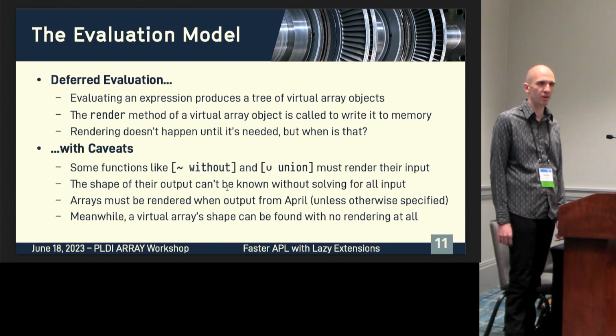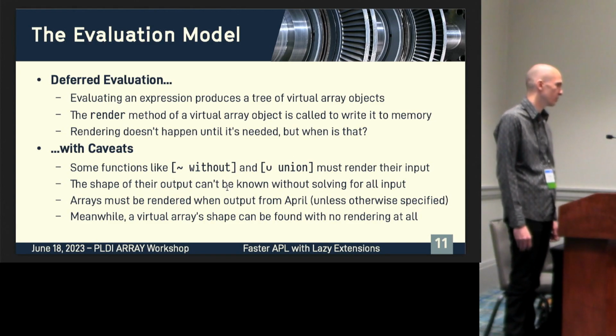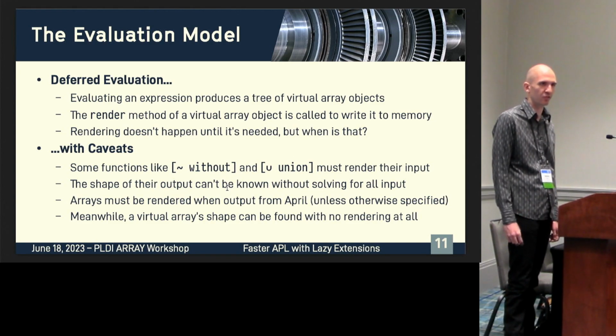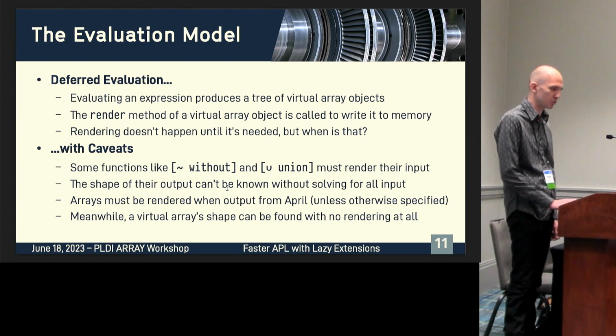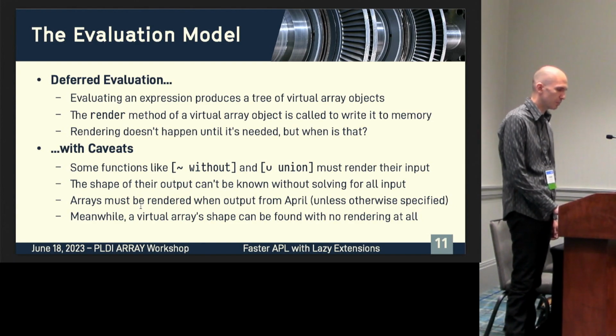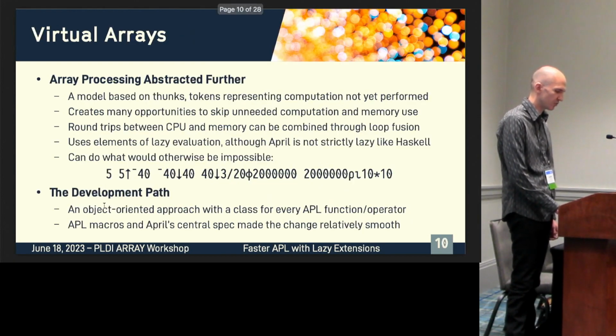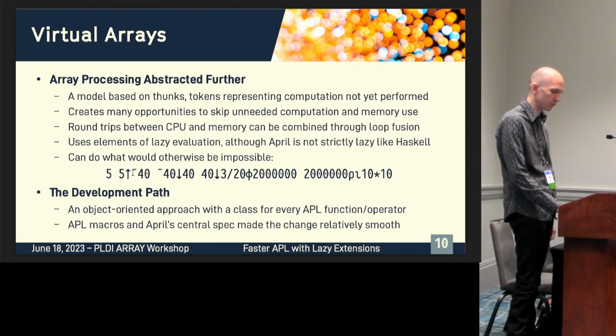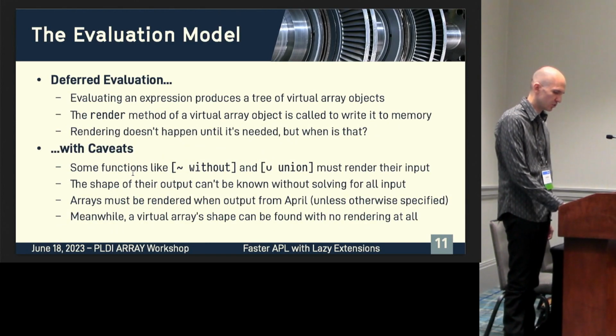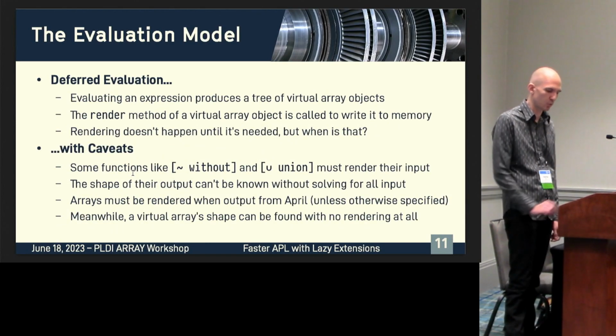Arrays also have to be rendered naturally when they're passed out of April, unless the user opts to receive unaltered thunk objects, unaltered virtual arrays. But at the same time, a virtual array's shape can sometimes be found without doing any rendering. For instance, if I was to put a row here in front of this expression, it would look at the next object, see that its shape is 5, 5, and return that, and none of the ensuing material would ever be touched. So in some cases, it can eliminate quite a bit of computation.